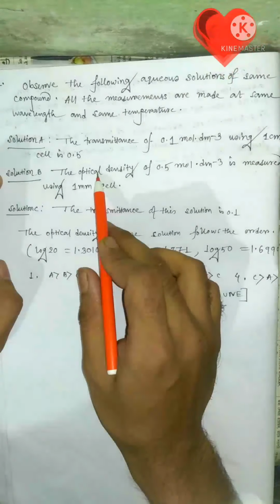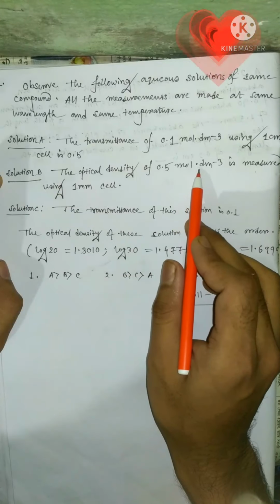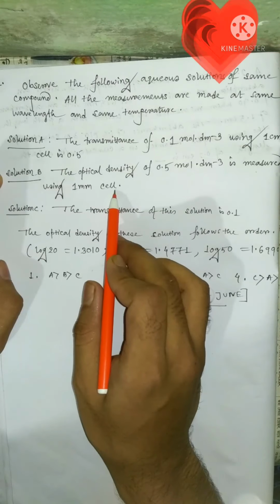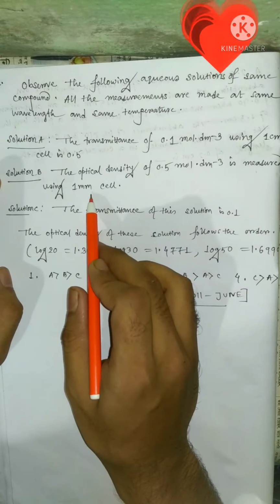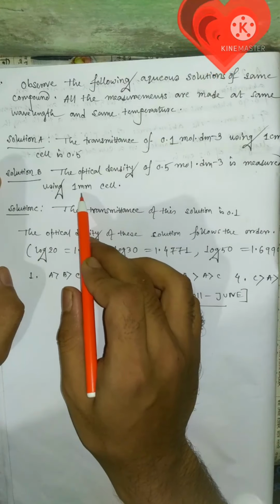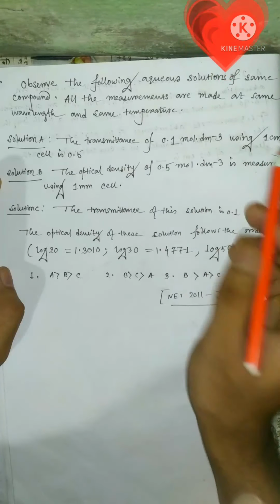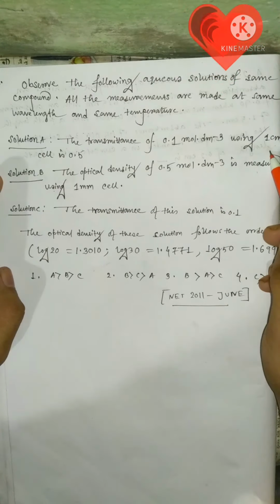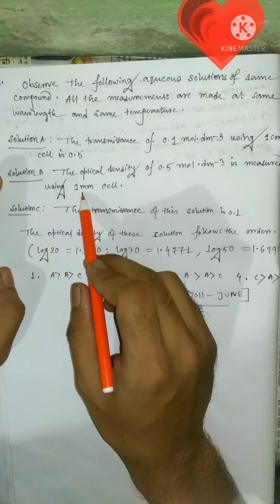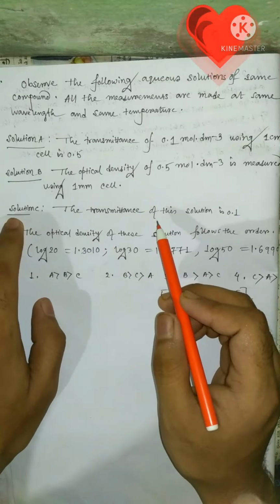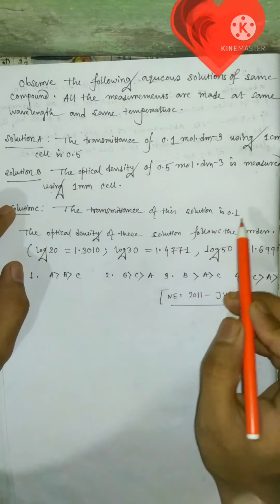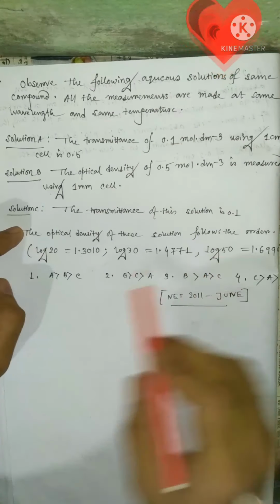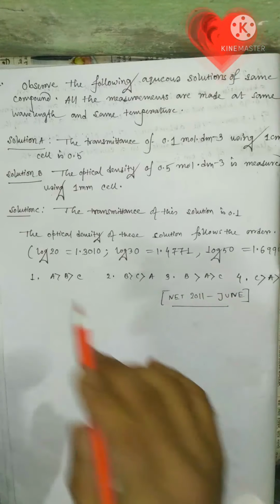Solution B, the optical density of 0.5 mole per decimeter cube is measured using 1 millimeter cell. Here the cell path length L is 1 millimeter, here 1 centimeter. So we convert the units to the same, centimeter to meter, and millimeter to meter. Solution C, the transmittance of this solution is 0.1. The optical density of these solutions follows which order? Which order is satisfied here?